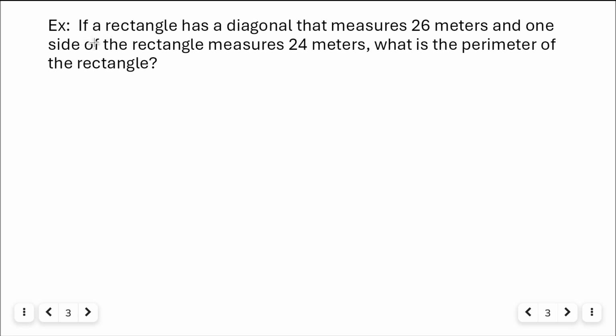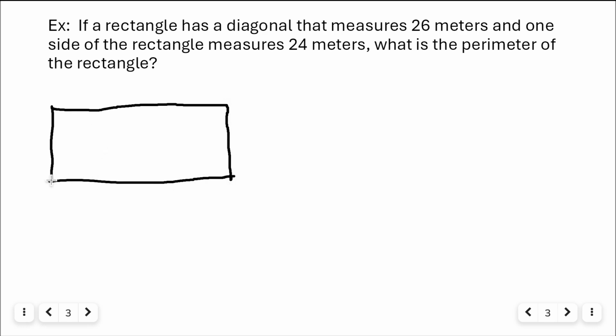Okay, so here's an example. I have a rectangle that has a diagonal that measures 26 meters, and one side of the rectangle measures 24 meters. I want to know what the perimeter of that rectangle is. So here's my rectangle. There's a diagonal that goes through the rectangle that's 26 meters long. This is a right angle here. One of the sides of the rectangle is 24 meters long. It doesn't matter which side I label as 24. It doesn't make a difference. But one of the sides of that rectangle is 24. I want to know the perimeter of the rectangle.